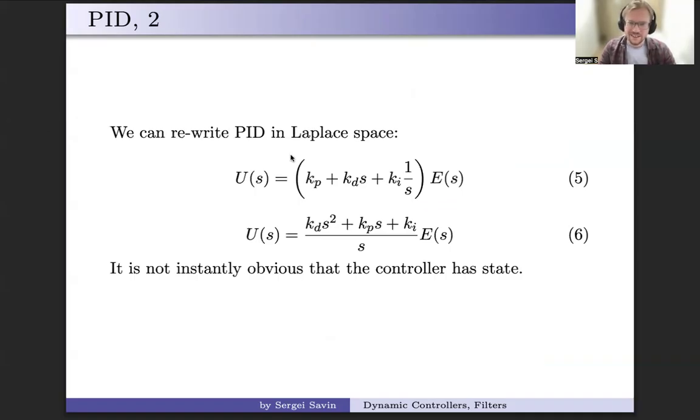Now let us consider PID in Laplace space. As usual, I transfer the output U into the Laplace domain, and the input E into the Laplace domain. What we have is Kp proportional to the input, Kd proportional to the derivative of the input. So the derivative of E would become sE. Now, the last part is proportional to the integral of the input. So the integral of the input would become 1 over s.